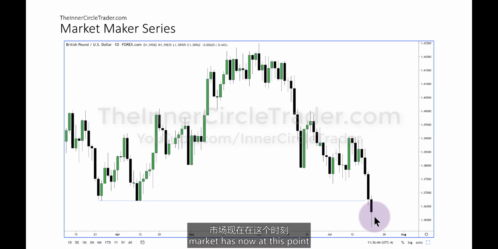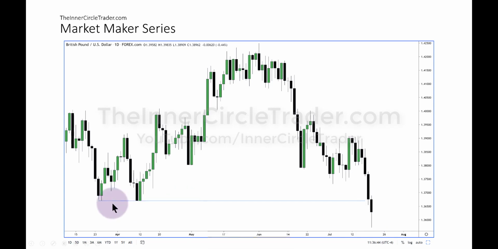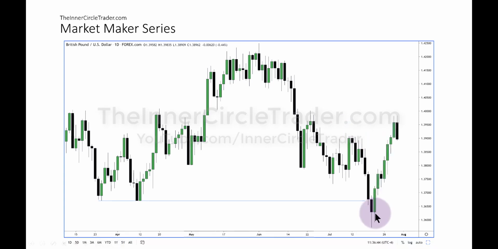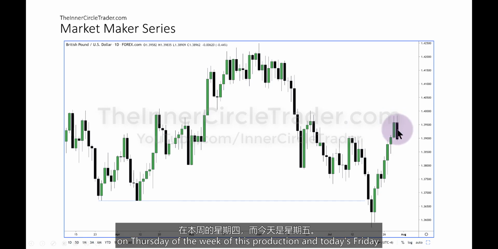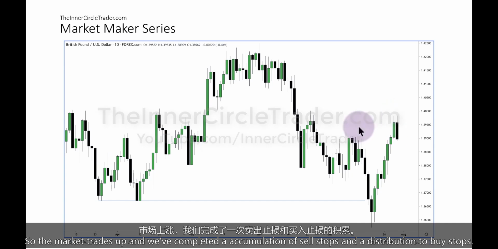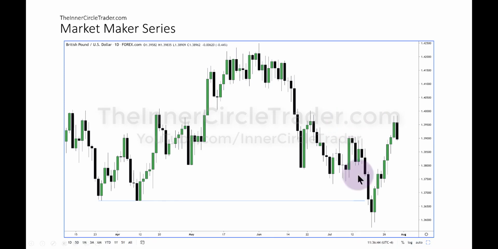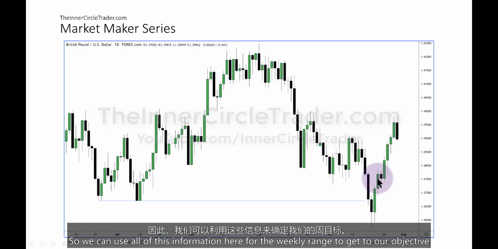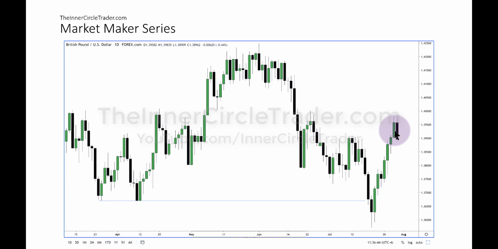And the market has now, at this point, traded sell stops, accumulated longs, and then we have these relative equal highs. Okay, in the last lesson in this series, I talked about how this is the next draw on liquidity, and the market trades up into that on Thursday of the week of this production, and today's Friday. So the market trades up, and we've completed an accumulation of sell stops and a distribution to buy stops. Smart money buys sell stops and sells to buy stops. Okay, so we can use all of this information here for the weekly range to get to our weekly pip objectives.